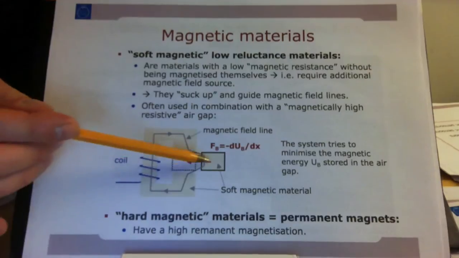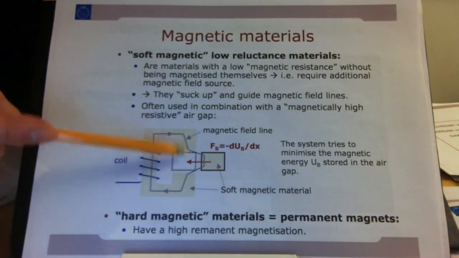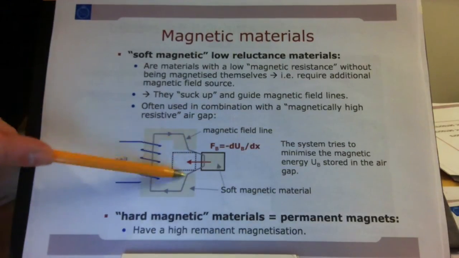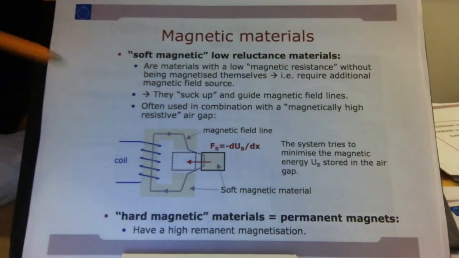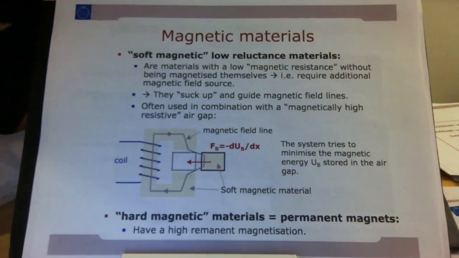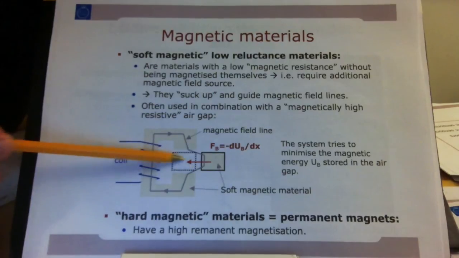And you can see the more this soft magnetic material would move into this air gap, the lower the energy of the system becomes, because the easier it is for the field lines to travel from this side to this side. So if we lower the energy of the system by moving this piece from this position to this position, that's the same thing as saying there will be a magnetic force exerted on this material here. It will be sucked into this air gap here.